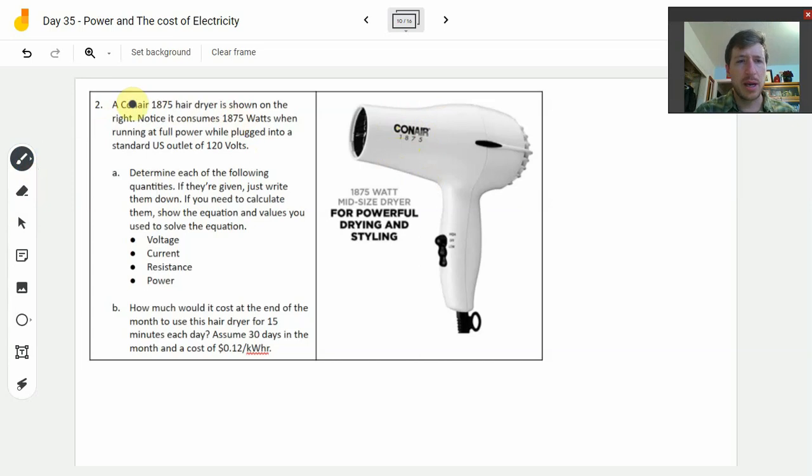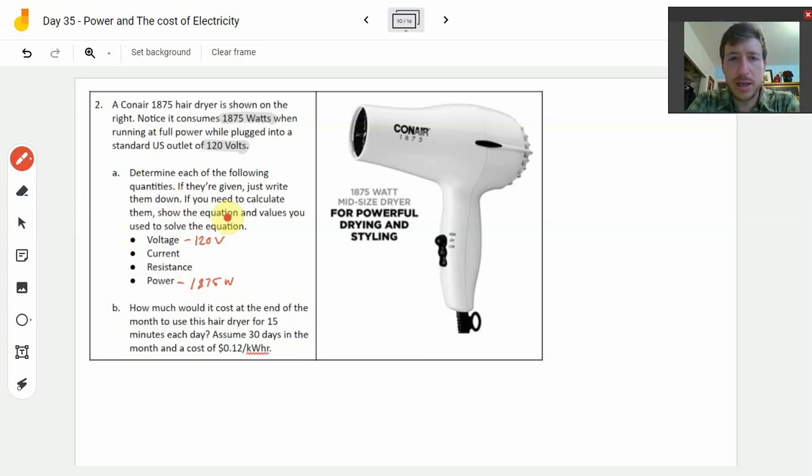If we look at this one, it has a power rating of 1,875 watts, so that's 1,875 joules per second that you're using it. That's when it's running at full power, so full heat, full speed. And this one is just plugged into a standard outlet, so 120 volts. Once again, let's put in what we know here. We know the voltage is 120. We know the power is 1,875 watts.